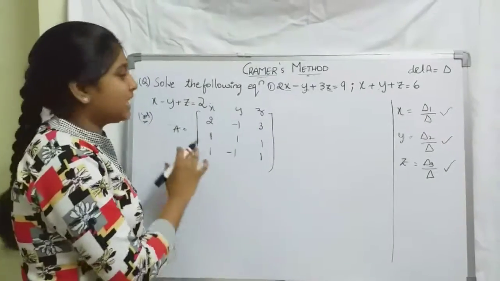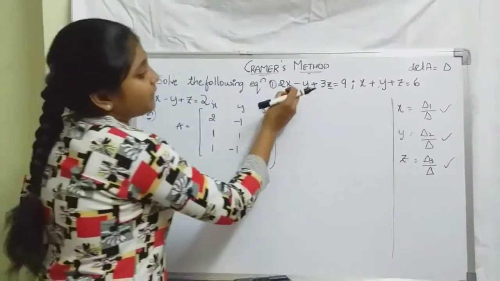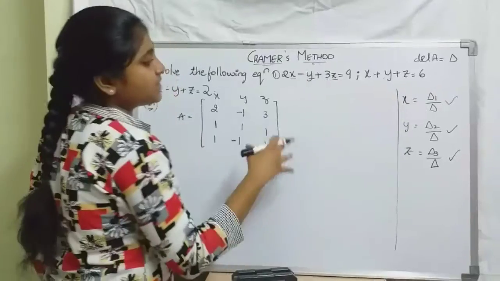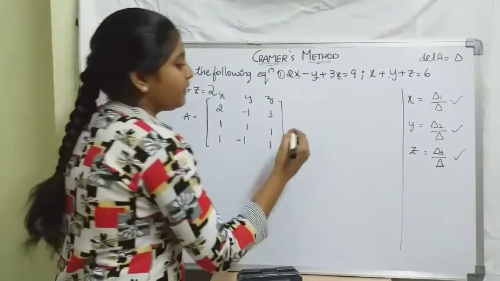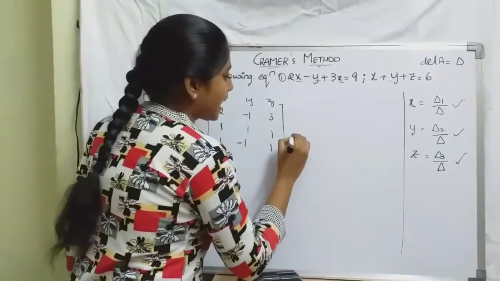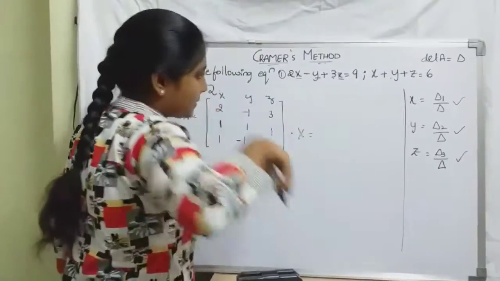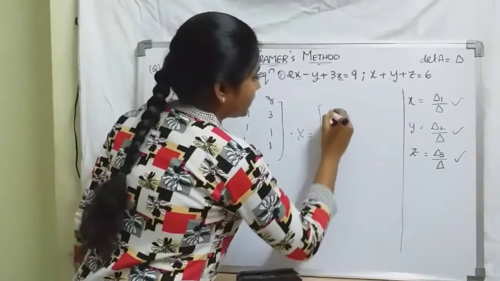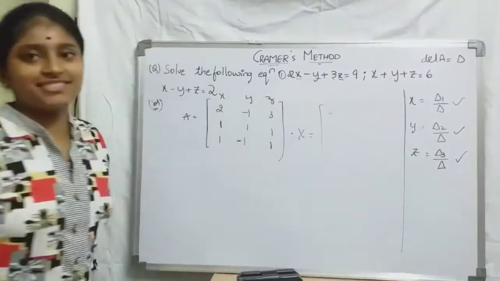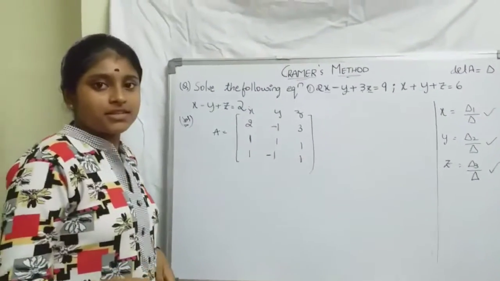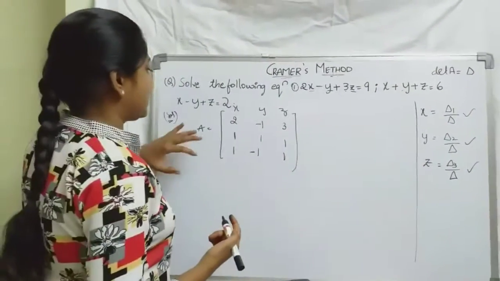Now we have written the A matrices. Now we will write the X, Y, Z terms in the other matrix. We will denote that matrix with the capital X. So X is equal to X. Now we got the matrix A.